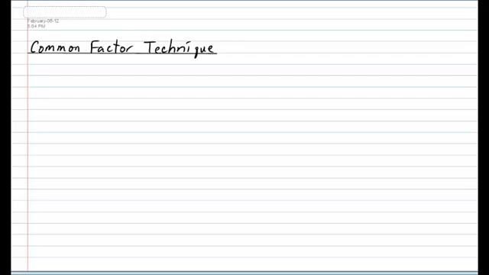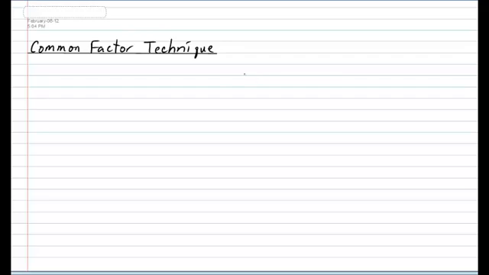Hi everyone. Today we're going to be looking at perhaps one of the most used factoring techniques, which is called the greatest common factor technique. So if you don't already have it in your notebook, please put today's subtitle, which is common factor technique. Well, let's take a look at what multiplication looks like first.